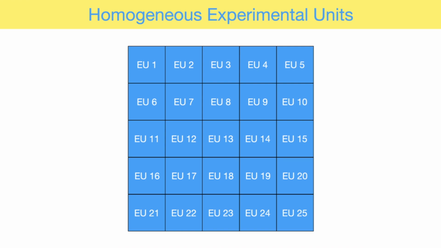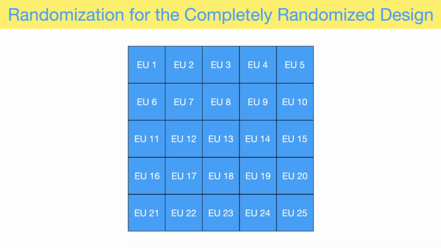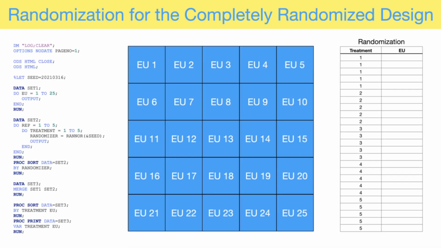Now let's think about the randomization process for a completely randomized design. Remember that in a completely randomized design, treatments are randomly assigned to experimental units completely at random. There's no restriction on the randomization. And so this can be accomplished in a variety of ways, which we've discussed in previous lecture videos.